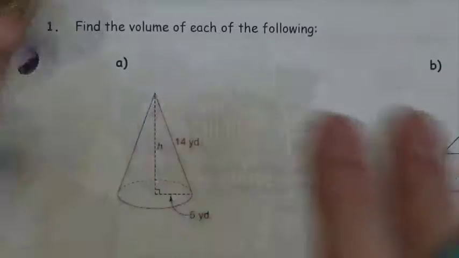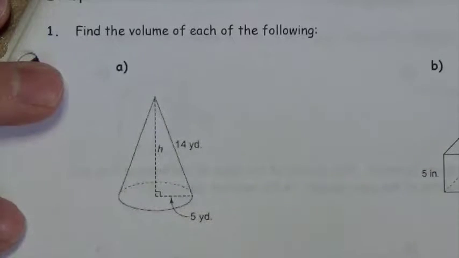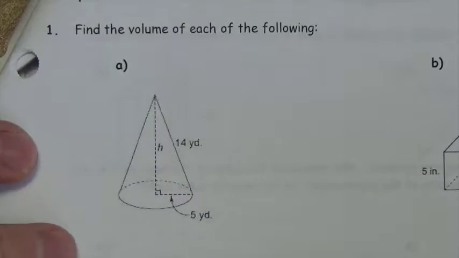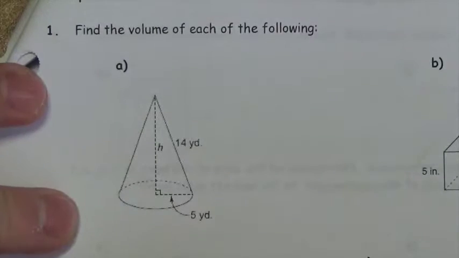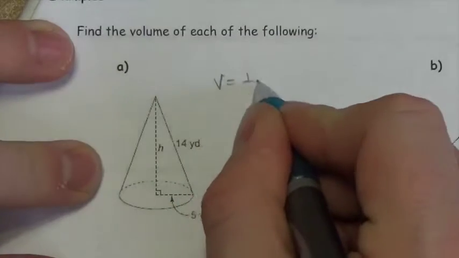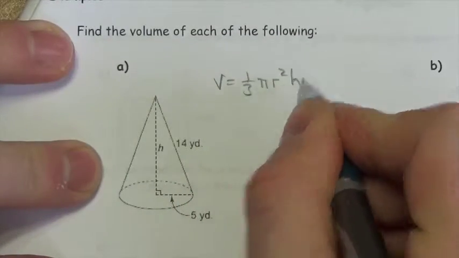Okay, everybody, so we're just going to find the volume of a whole bunch of different shapes here, just really quickly applying the formula, or the formulae. So here we go. This is a cone, okay? So the volume for the cone is going to be 1/3 pi r squared height.